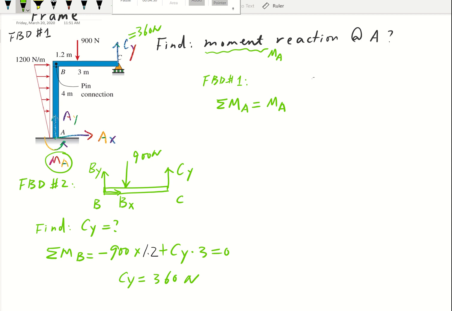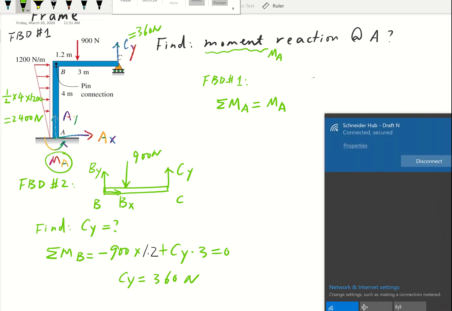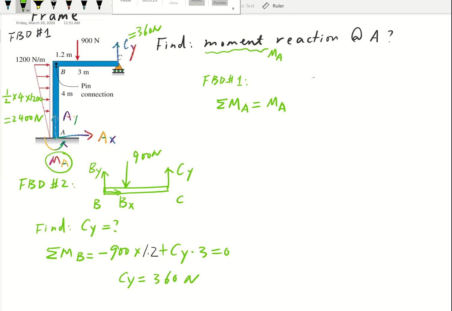All right, quick recap on how do we solve distributed load. So this is the triangular area. So the concentrated load magnitude will be the area underneath the curve. So it'll be half times AB, which is 4, times 1200 Newton per meter. That will give us 2400 Newton. So that's the concentrated load. If we were to replace this distributed load with this one single load as 2400, where do we place it? That's right, it's going to be the centroid. So the centroid for this triangle is going to be 1/3 from the base, right?